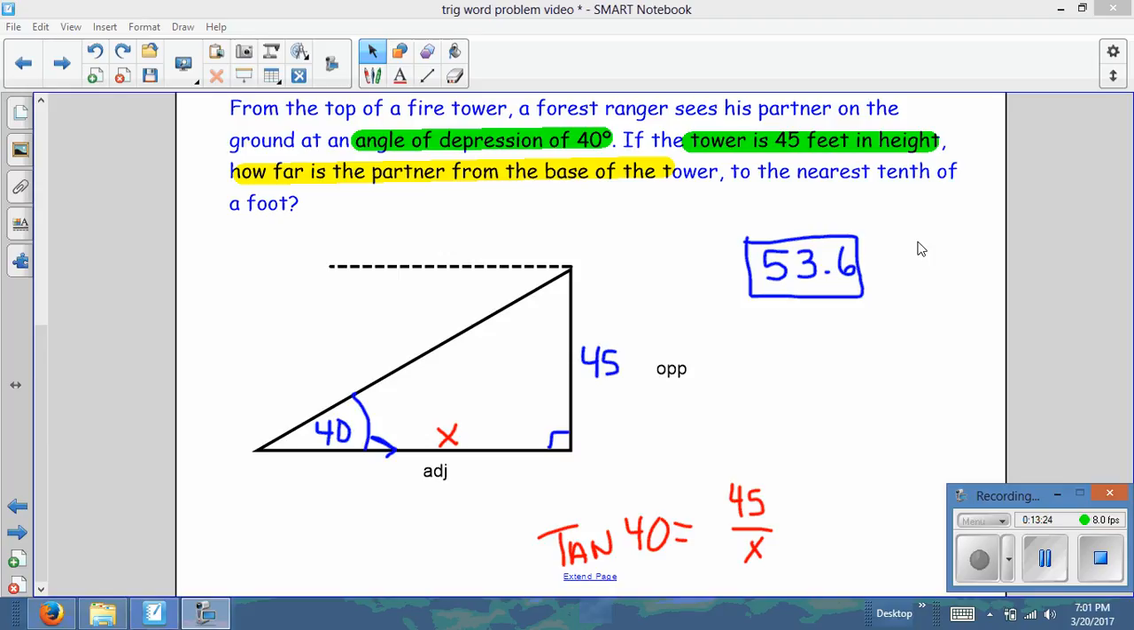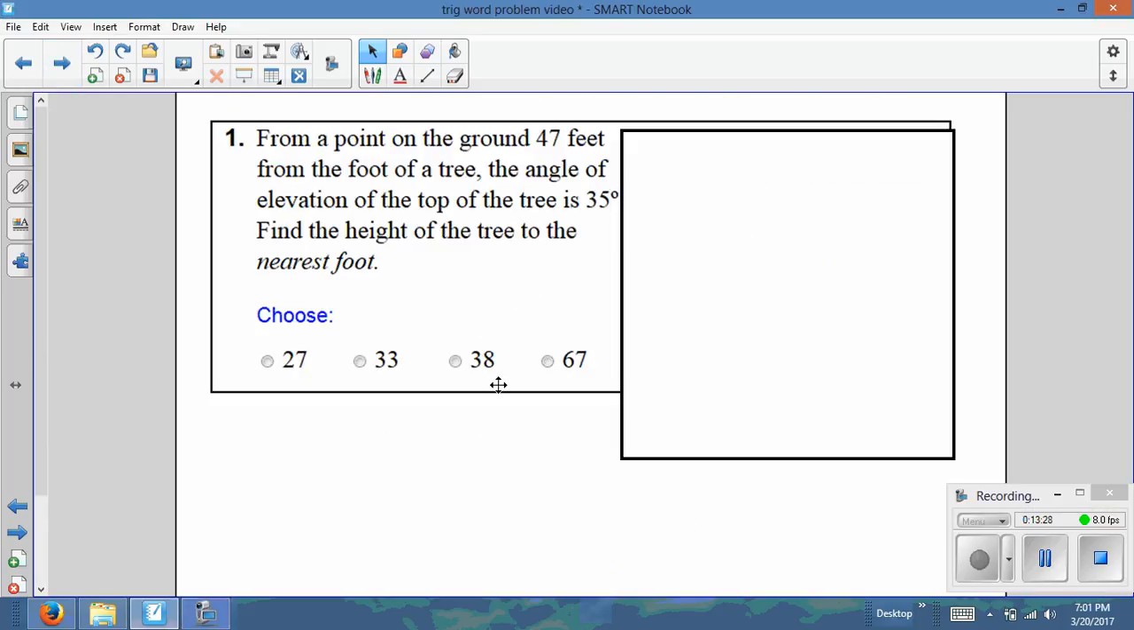Okay, so I am going to show you your first question. And here it is without the picture. I want you to go ahead and pause it, read the question, and try to draw the picture. In a couple seconds here, I'm going to show you the picture. And then I'm going to let you try to work it out.